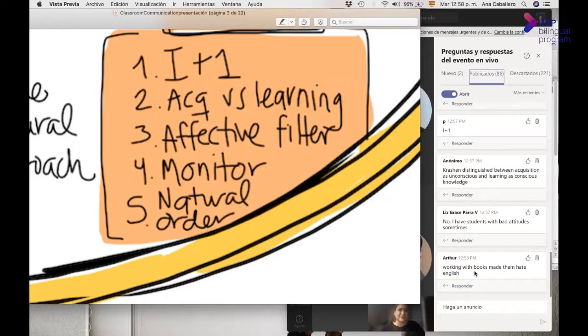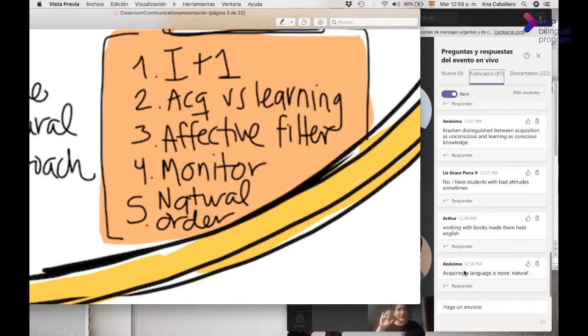And yes, acquiring language is more natural. This is what happens when you're learning your first language. Your first language is more acquired than learned. Even though in primary school you have some formal instruction of the language, you're not walking around saying, este es pluscuamperfecto. So I'm going to think of a sentence using pluscuamperfecto, right? And the same should happen with the second language.